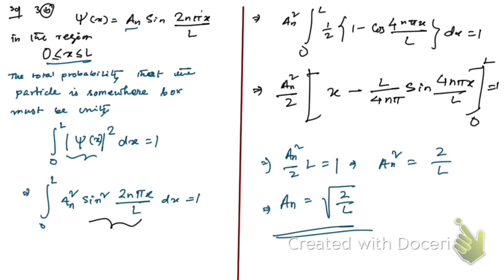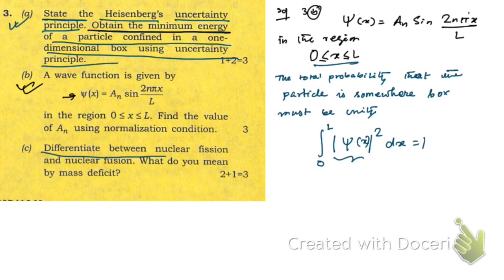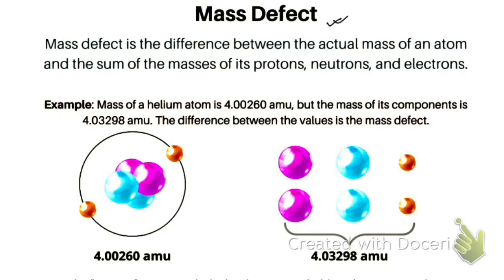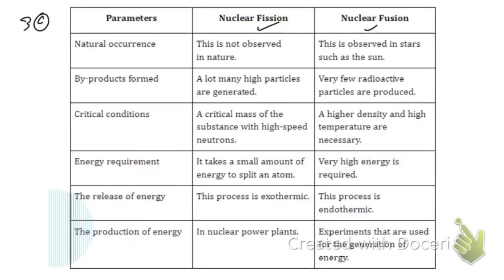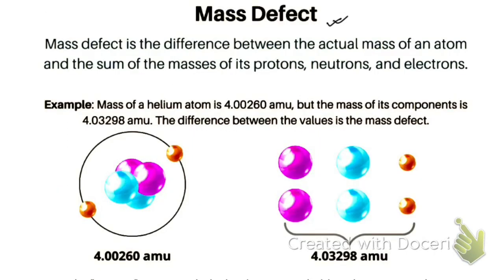So hope you have understood this. Now let's move on to the next question. So here we have differentiate between nuclear fission and nuclear fusion. So what do you mean by mass defect? So let me answer this. So here is the answer of question number 3C, and this is the definition of mass defect. So take the screenshot of this and this. Okay, let's move on to the next question.